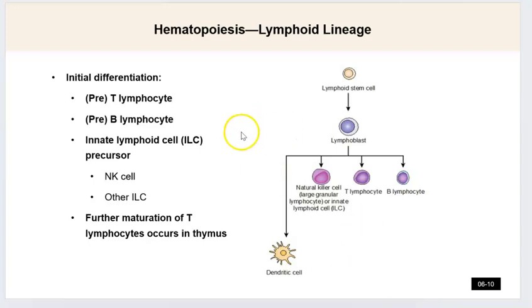It's talking about here, in this initial differentiation in the lymphoblast, we have to know, is it going to be a T cell or a B cell or an innate lymphoid cell, which includes our natural killer cells and the innate lymphoid cells. And then the further maturation of the T lymphocytes will occur in the thymus.